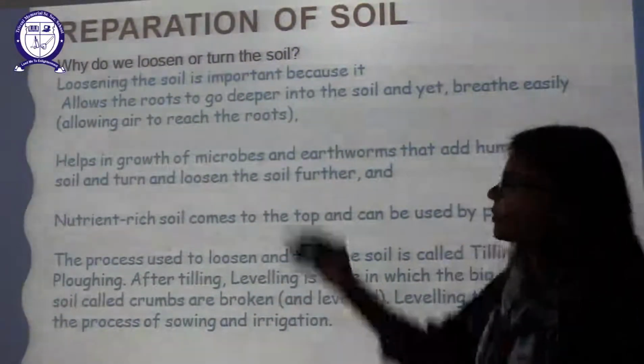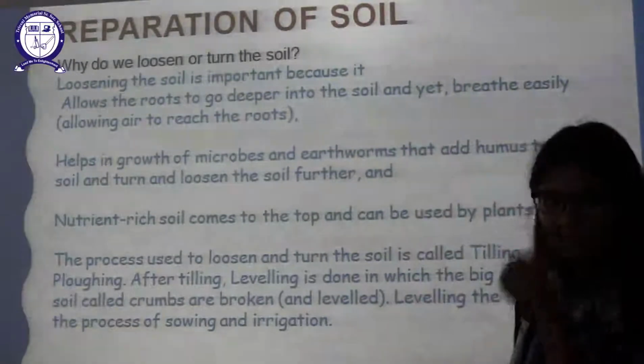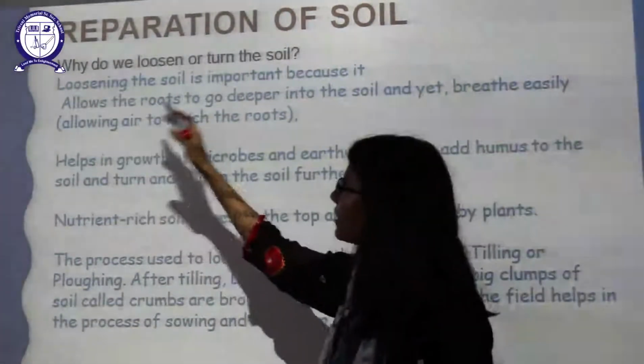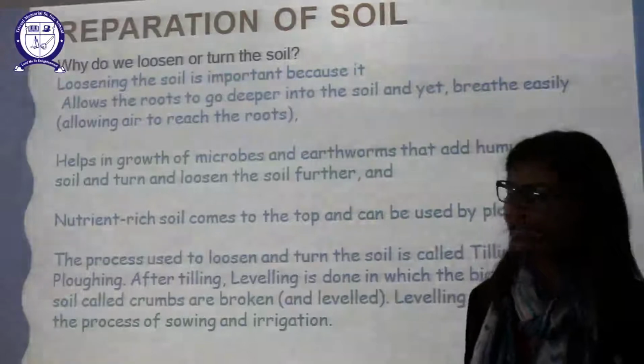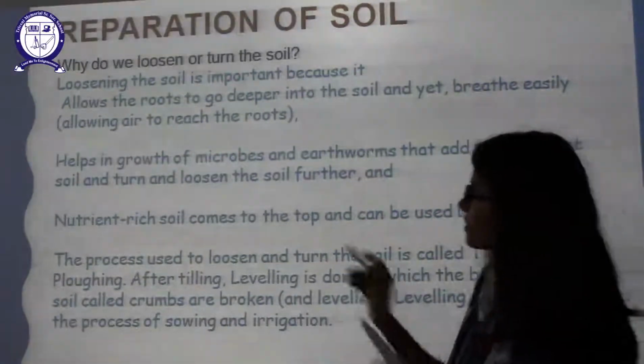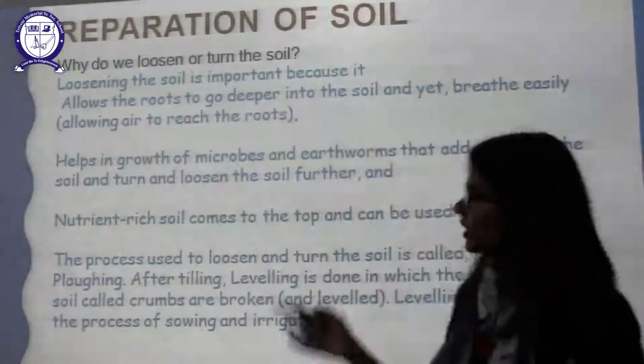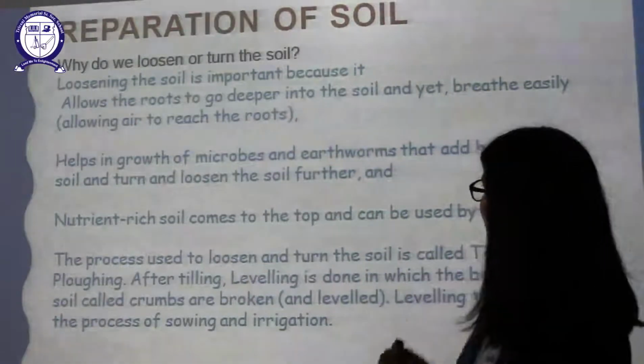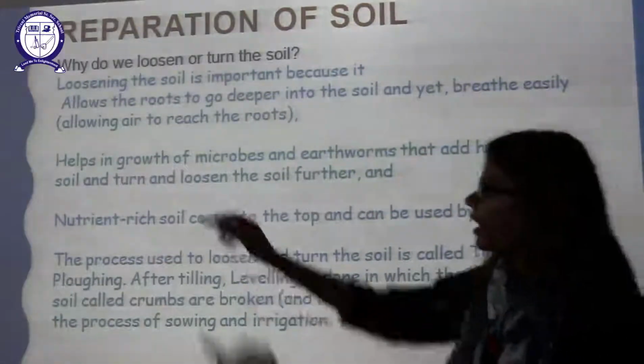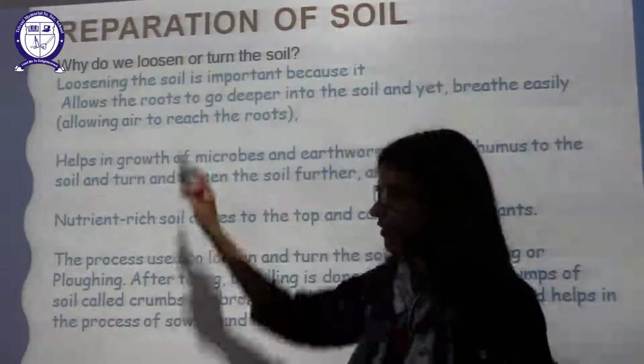So the first step is preparation of the soil. Firstly, we need to understand why we need to loosen or turn the soil. It is very important because it allows the roots to grow deeper into the soil and breathe easily. It allows air to reach the roots. It is the first point.